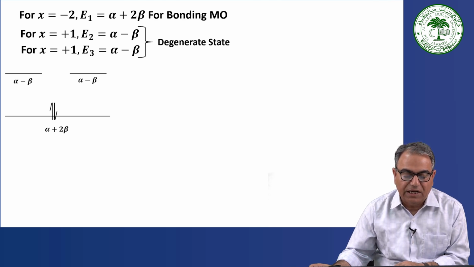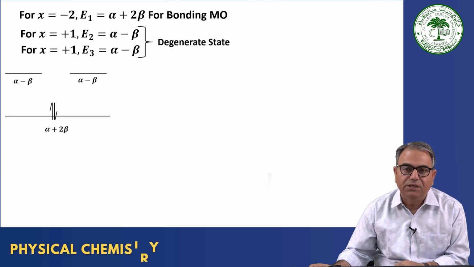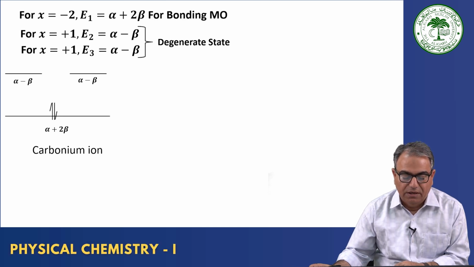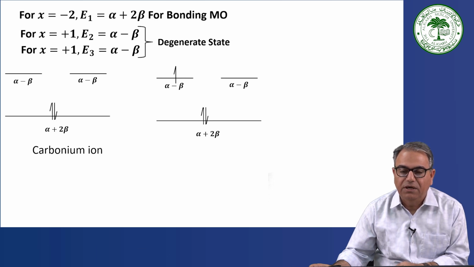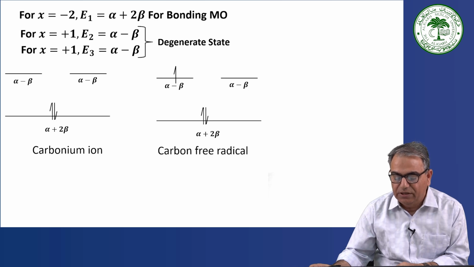But then again, if you have a carbocation, you will have 2 electrons only, and that will be in the bonding molecular orbital. Okay, so this is a carbocation or carbonium ion, whatever you say. Then you have a carbon free radical where you have 3 electrons. So of these 3, 2 will be in the bonding molecular orbital, and any one could be in any one of the higher molecular orbitals that are degenerate. Okay. Then this is called carbon free radical because 3 electrons are present, exactly like the allyl system, the previous system which we did.